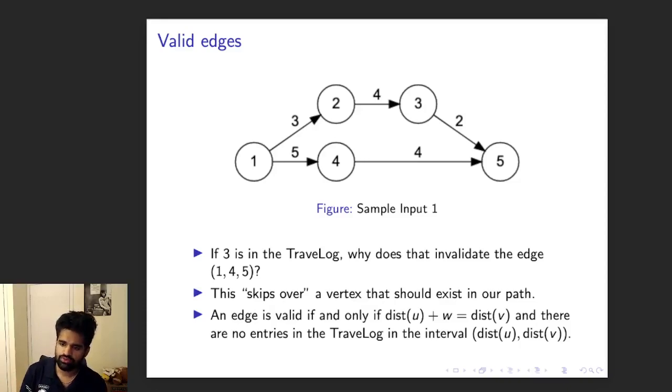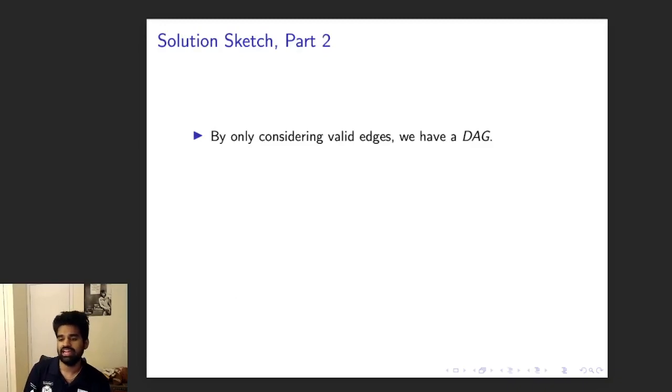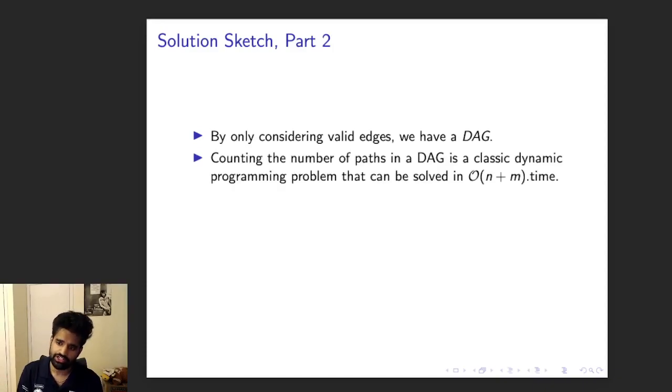And once we do that, the remaining edges actually form a DAG. It's impossible to go in a cycle, or otherwise it's not a real shortest path. And now that we have a DAG, counting the number of paths from vertex 1 to any other vertex is a pretty classical dynamic programming problem, and you can solve this in linear time.